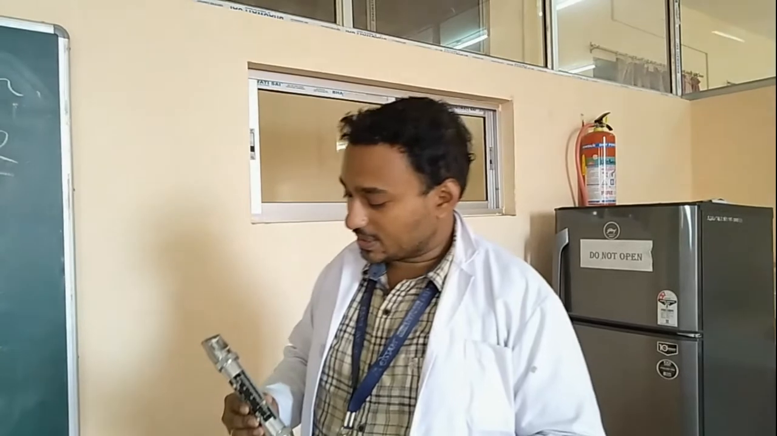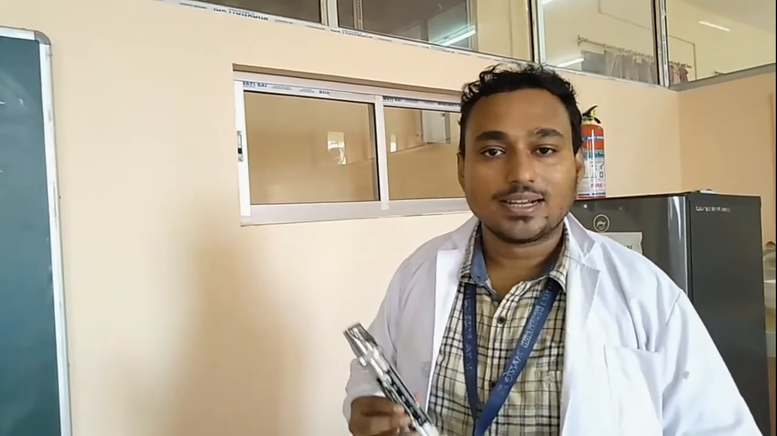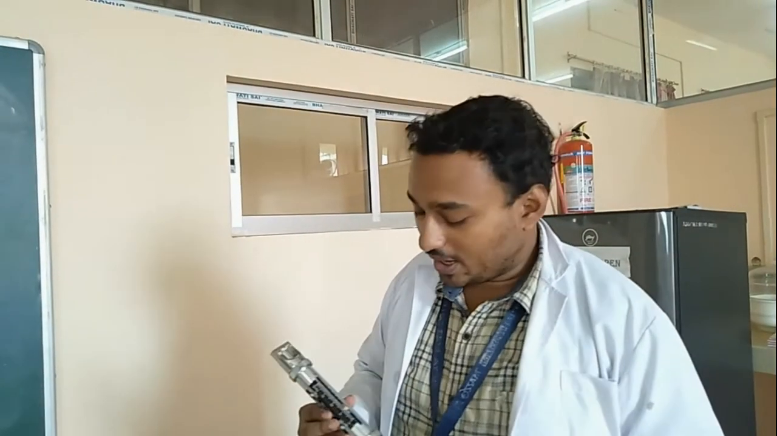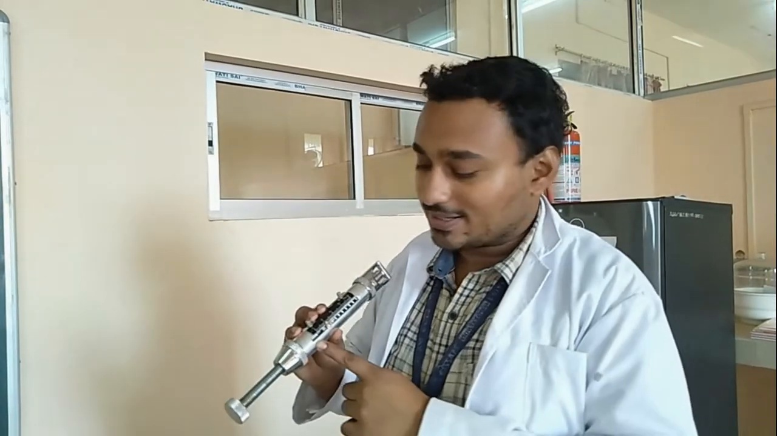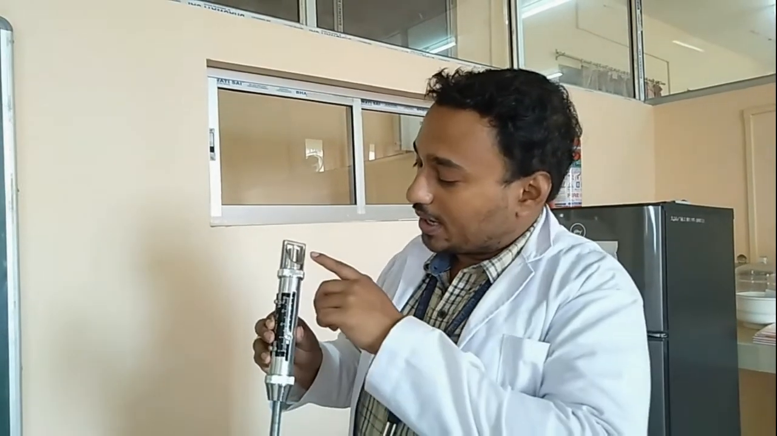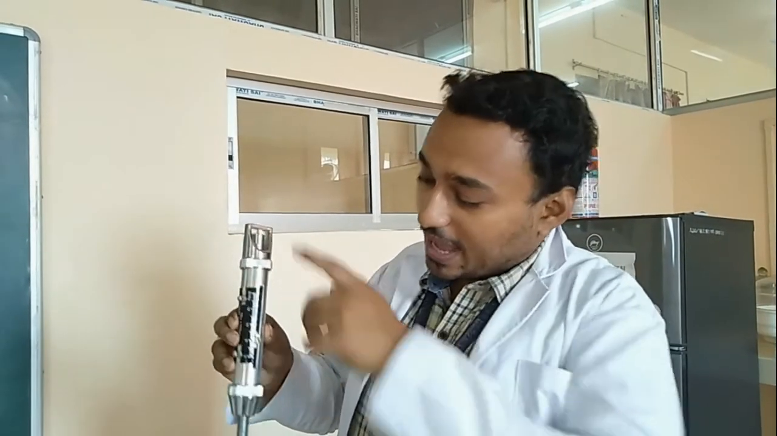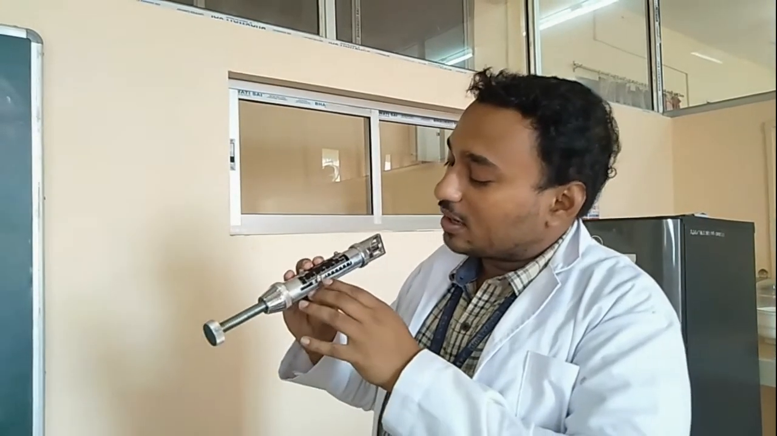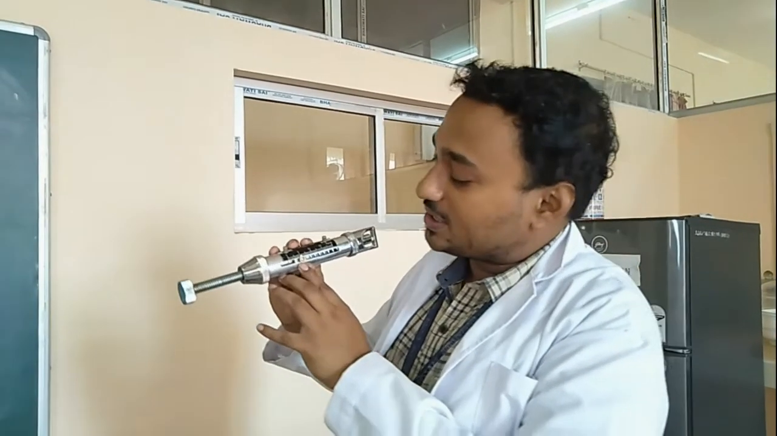We are going to discuss one of the most important evaluation studies of tablets, that is the hardness test. You have seen this apparatus, which is called the Monsanto hardness tester. In this portion we put one tablet, and we have to check on the scale whether it is situated properly.